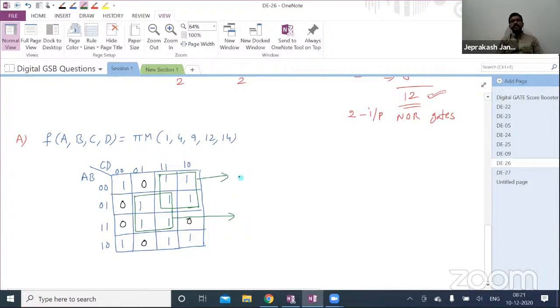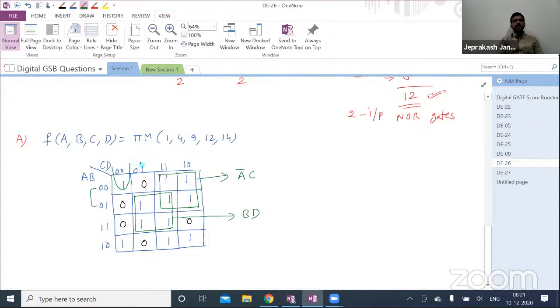A bar C, right? Just observe, for these two rows, A value is 0, that means A bar. These two columns, C value is 1, that means C. A bar C. Regarding this particular grouping, you will get BD. Just observe, B value 1 here, column wise, D value 1. Yes, very good. BD.